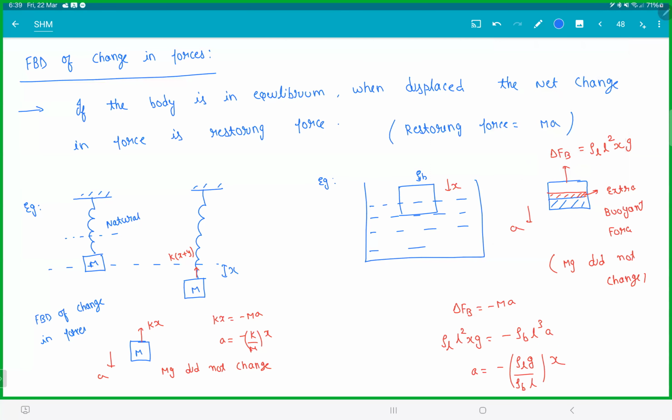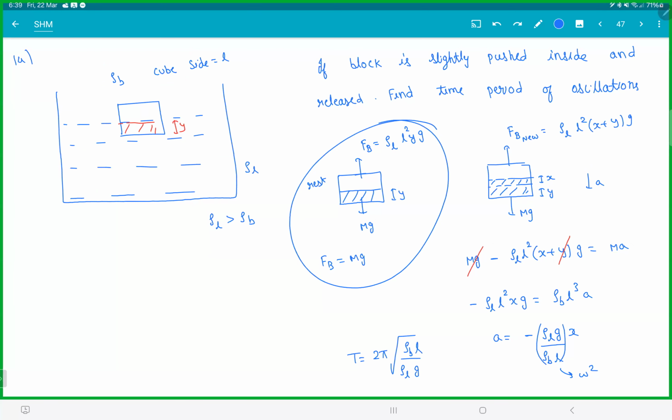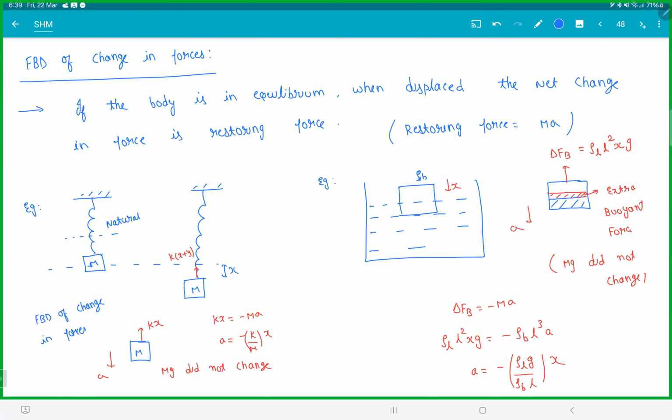This saves you time. How does it save you time? Think about it. Do I need to care what the initial condition is? This step goes off. I don't care what the initial depth inside the water is. I don't care what is happening initially. I will just displace it, see the change in forces, take the change in forces equal to ma, and you're done.